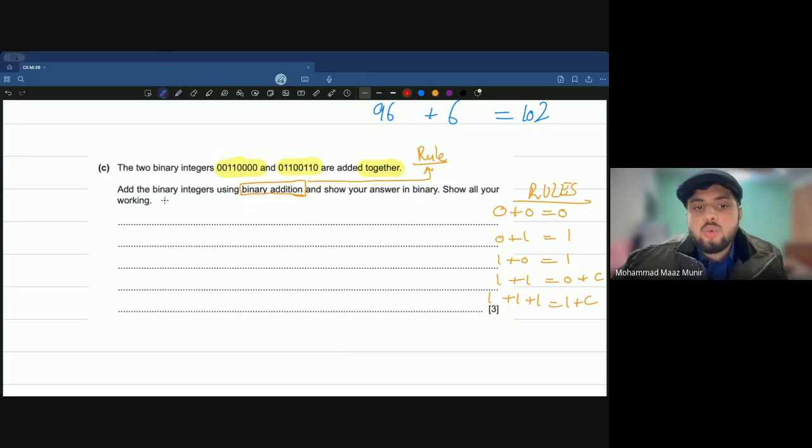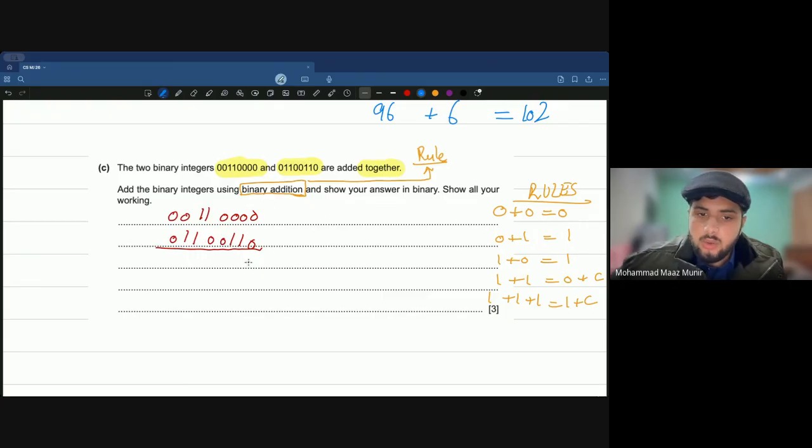So you see, we have these two binary integers 0, 0, 1, 1, 0, 0, 0, 0, and it's being added into 0, 1, 1, 0, 0, 1, 1, 0. Now, let's follow the same rules which we studied up here. 0 plus 0 is what? A 0. Okay, makes sense. 0 plus 1 is what? 0 plus 1 is a 1. So this is going to be 1. 0 plus 1 is what? This is 1. 0 plus 0 is again a 0.